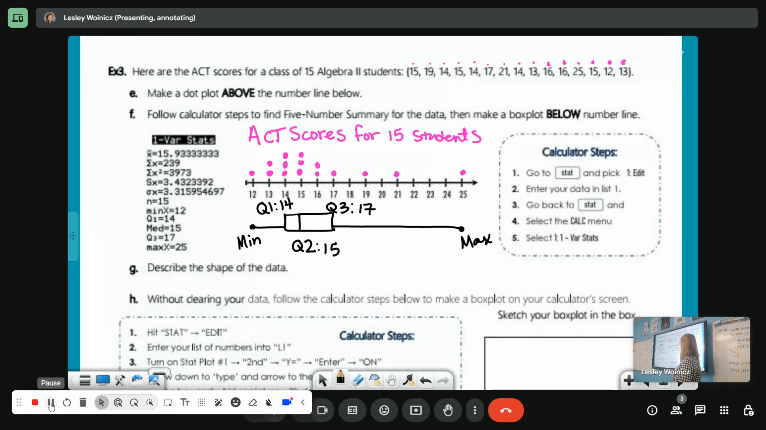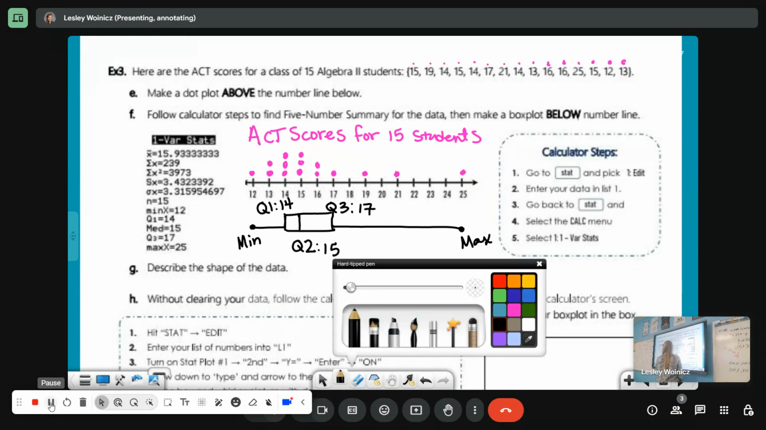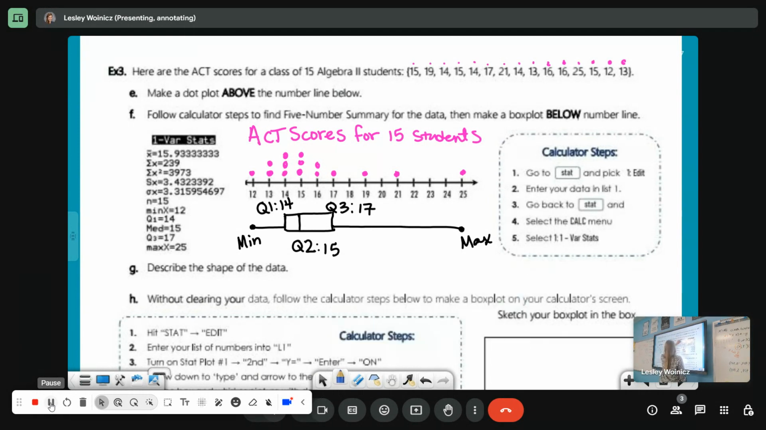Okay, talk to me about the shape of this data. Skewed right. Okay, here is our lump, right? And here's our tail.